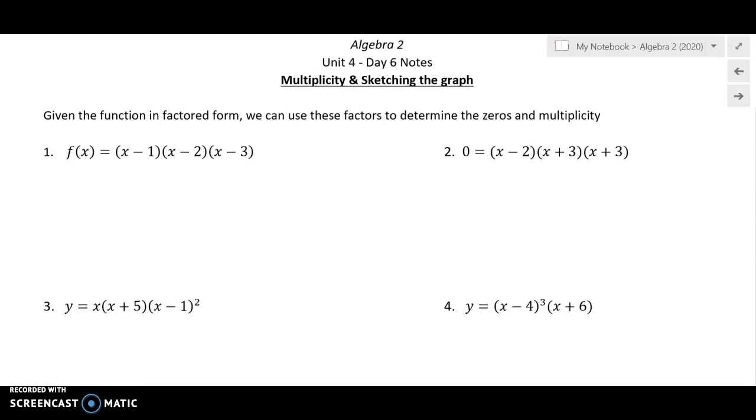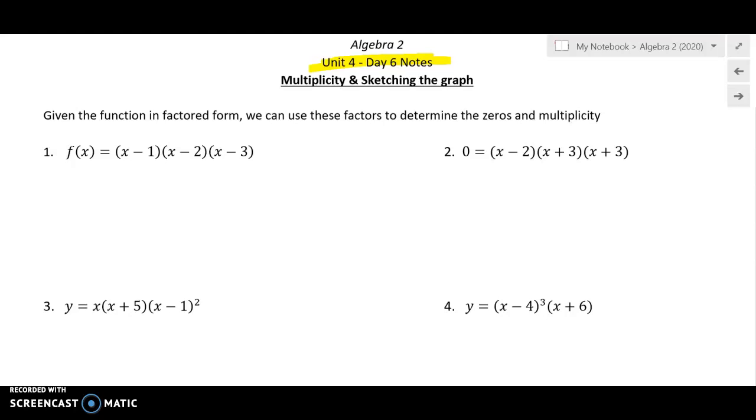Hello everyone, we are on day 6 notes. The topic for today is what we call multiplicity, and then from the given information we're going to sketch a graph. Whenever I say multiplicity, I'm not going to write it out every time, but you'll see what I mean in a second. Anyway, getting ahead of myself.